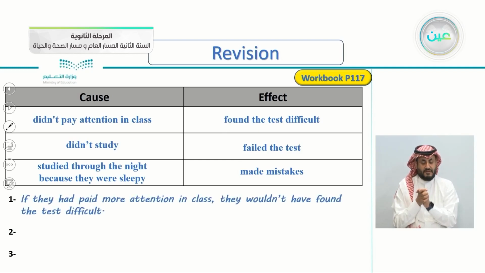For example, the first one: if they had paid more attention in class. So we're talking about the first one here. If they had paid more attention in class, they wouldn't have found the test difficult. This is hypothetical, of course. Did they pay attention in class? No, they didn't. They wouldn't have found the test difficult. So the effect here, they found the test difficult. This is the if clause, of course, and this is the result clause.